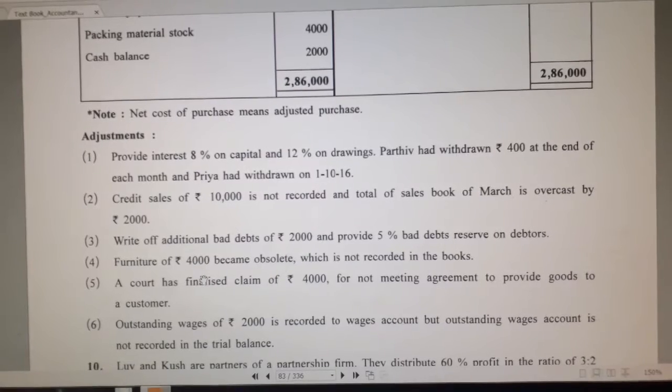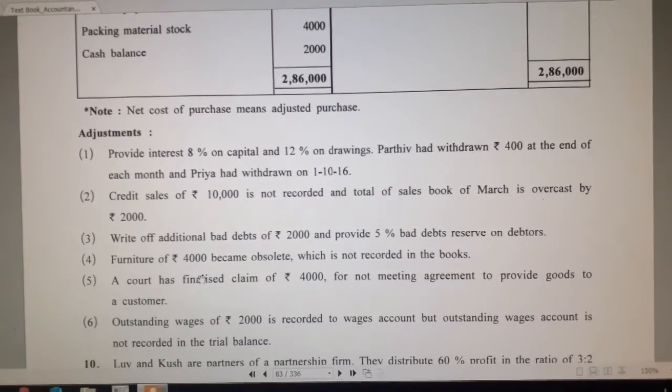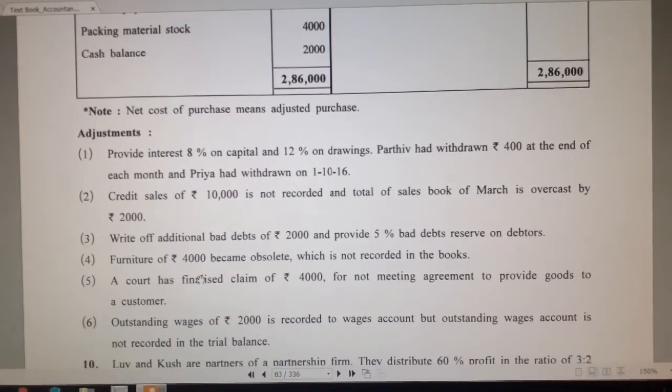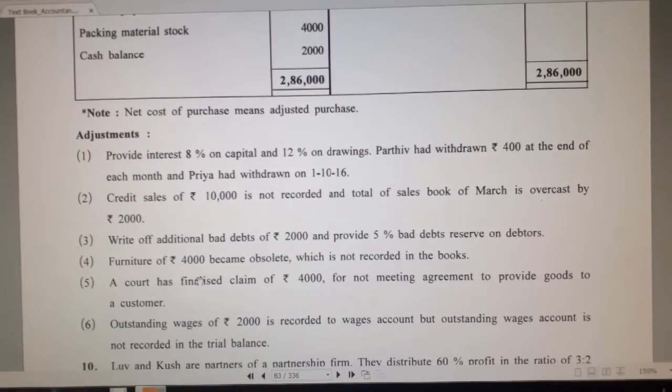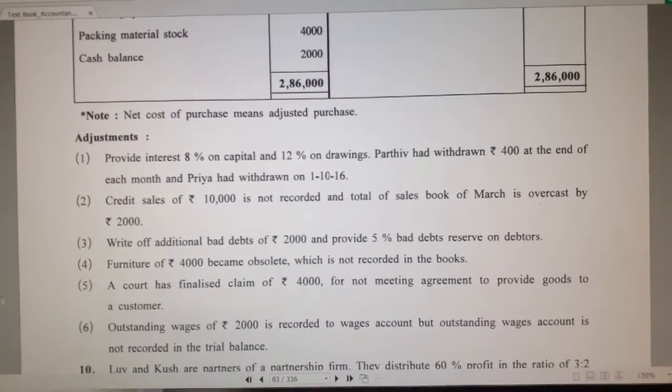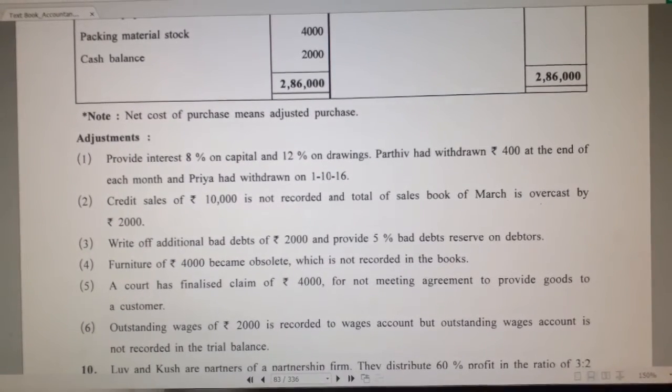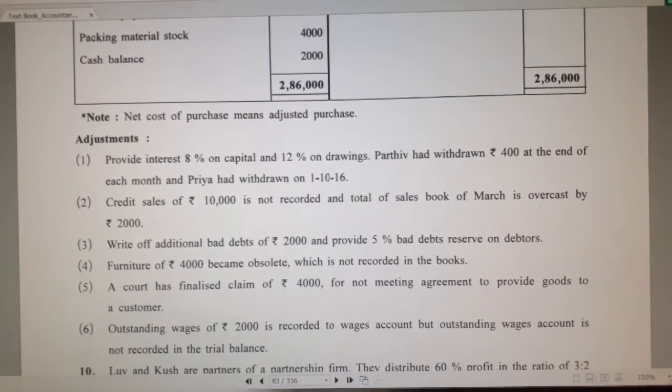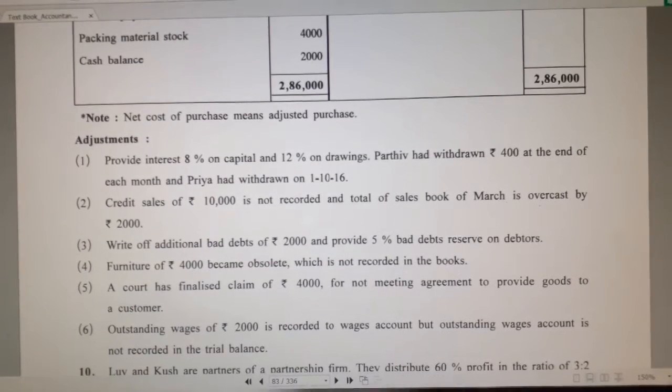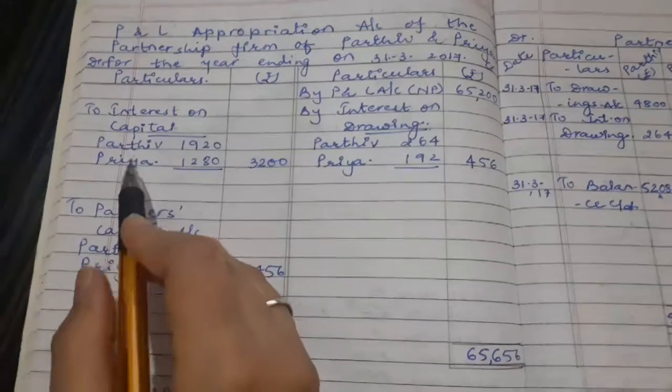Now we can decide what the required formats for the final account are. Here we need to prepare the trading account, profit and loss account, and then after profit and loss, the appropriation account, partners' capital account, and then the balance sheet. Let me move on with the solution.